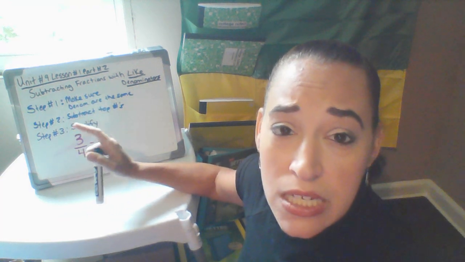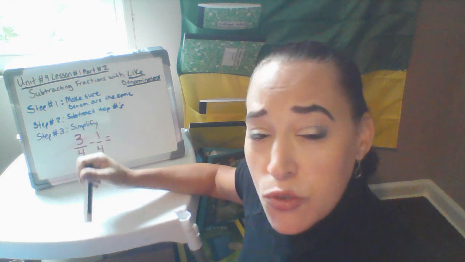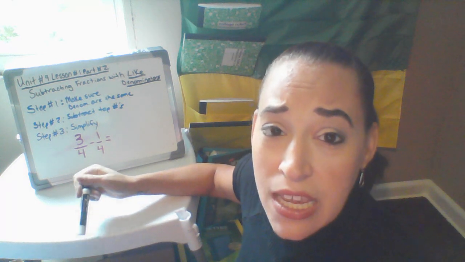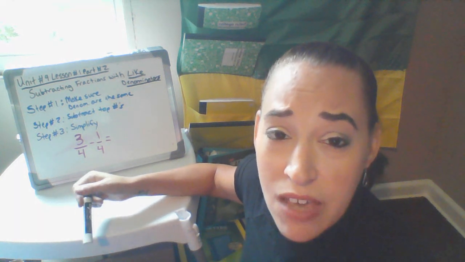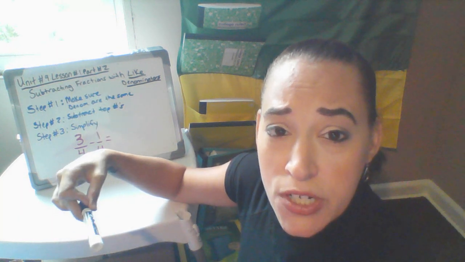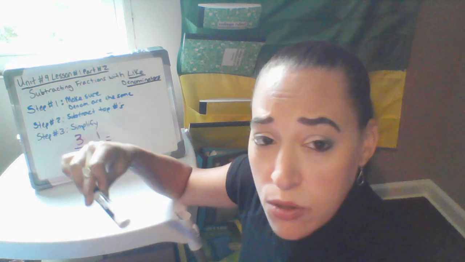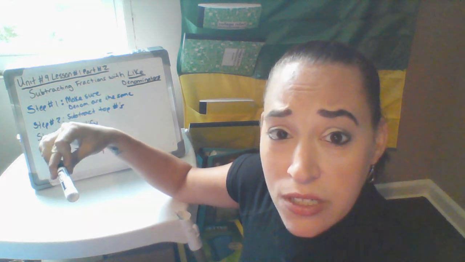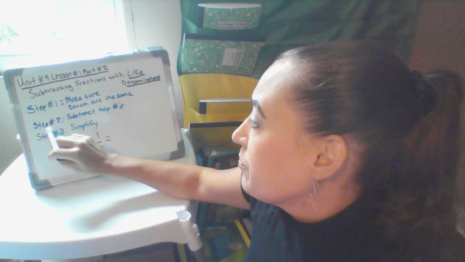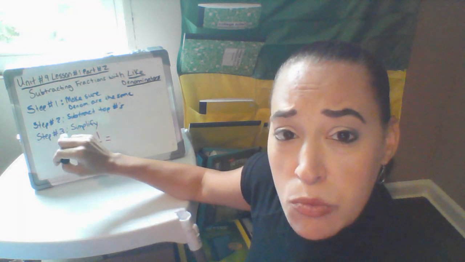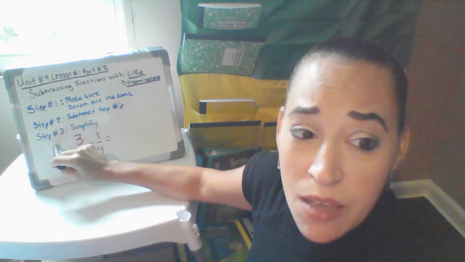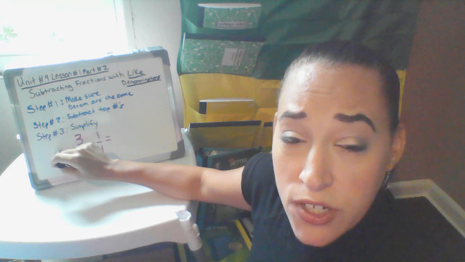Step one is to make sure you always have a common denominator. You can't add or subtract fractions unless they have a common denominator, which means they have to have the same number on the bottom. Top number is your numerator, bottom number is your denominator. Second step, once you have a common denominator, you subtract your top numbers, your numerators. Third step, simplify your fraction.